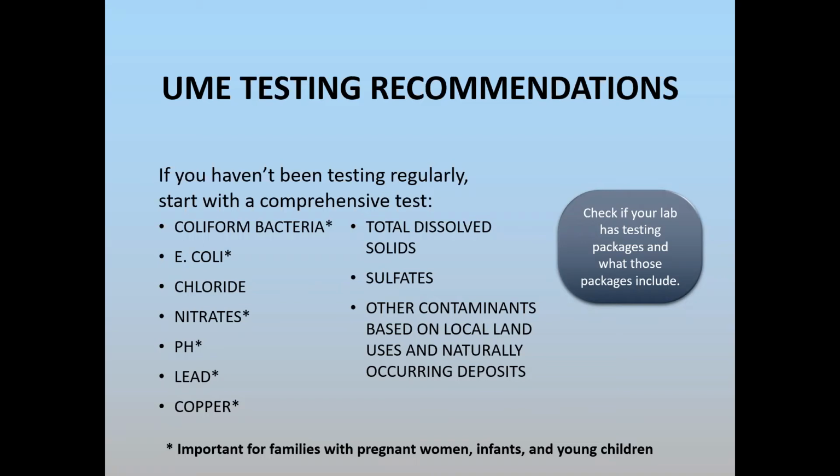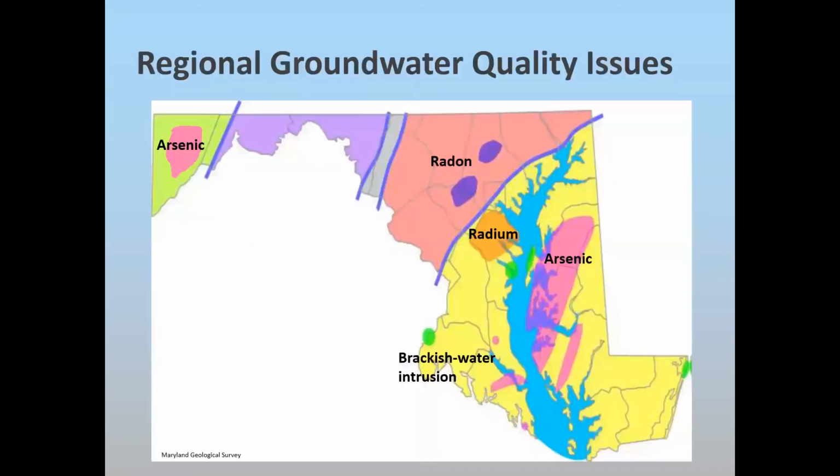Also, we suggest that you test on a regular basis, say every 3 years, or if you have never tested, to test for this whole suite, which also includes chloride, pH, lead, copper, total dissolved solids, sulfates, and iron, for example, and then other contaminants based on local conditions. So there are naturally occurring contaminants such as arsenic, radon, manganese, things like that that it's good to test for. And then once you have those testing results, you'll know what sort of treatment is necessary.